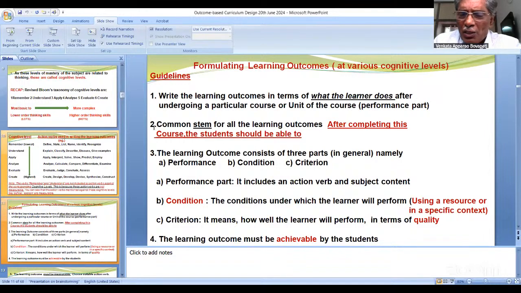The second guideline is a common stem for all the learning outcomes. Instead of repeating again and again, at the beginning you write, after completing this course, the student should be able to. That is the common stem, common to all the course learning outcomes. Guideline 3. The learning outcome consists of 3 parts: performance part, condition part, and criterion part. Performance part includes an action verb and subject content. So all course outcomes must include the performance part.